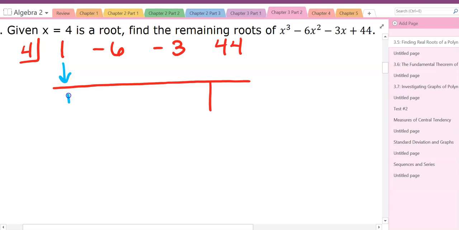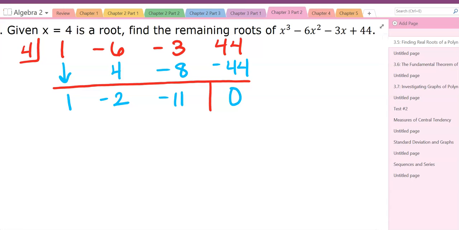So I dropped down that 1. 4 times 1 is 4. What's negative 6 plus 4? Negative 2. Times the 4 is going to be negative 8. So what's negative 3 plus negative 8? Negative 11. Times 4 is negative 44. And then we add that, we get a 0.